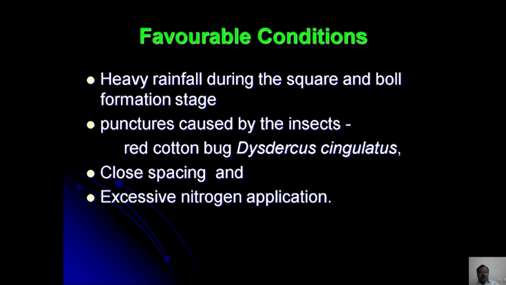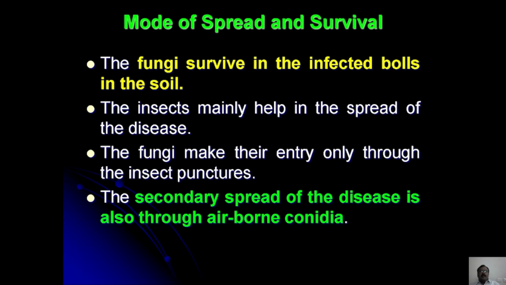Heavy rainfall during the square as well as boll formation stage, and damages or injuries caused by insects, especially the red cotton bug, Dysdercus singulatus, and then closer spacing and excessive nitrogenous fertilizer application, all favor the development of this disease. The fungi survive in the infected bolls, and the insects are mainly helpful in spreading the infection from infected to healthy bolls. The fungi make their entry only through the wounds caused by the insects.